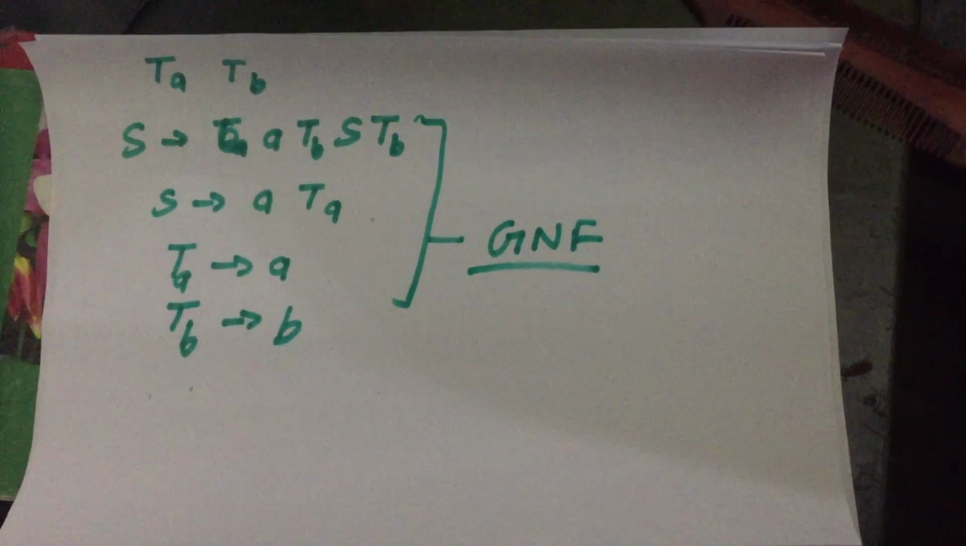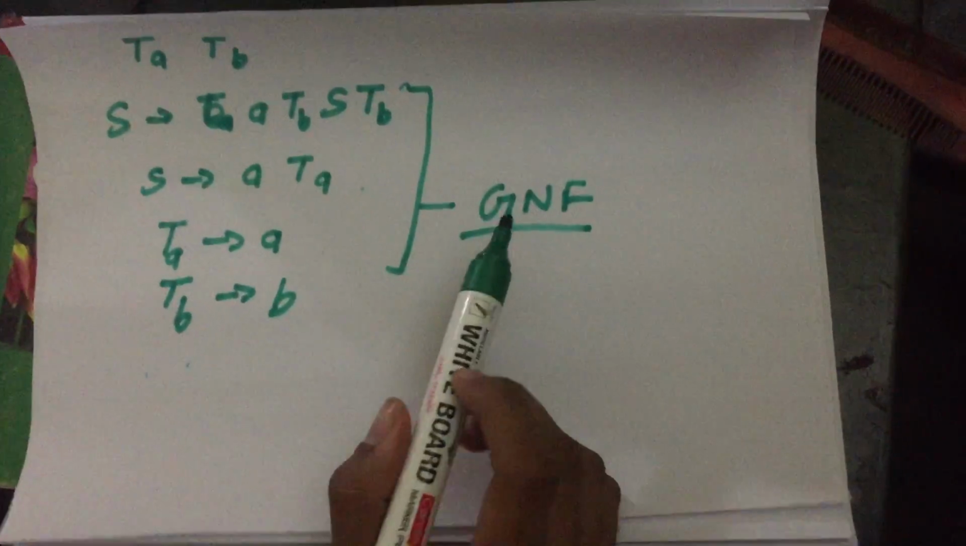So these were the two types of normal forms.